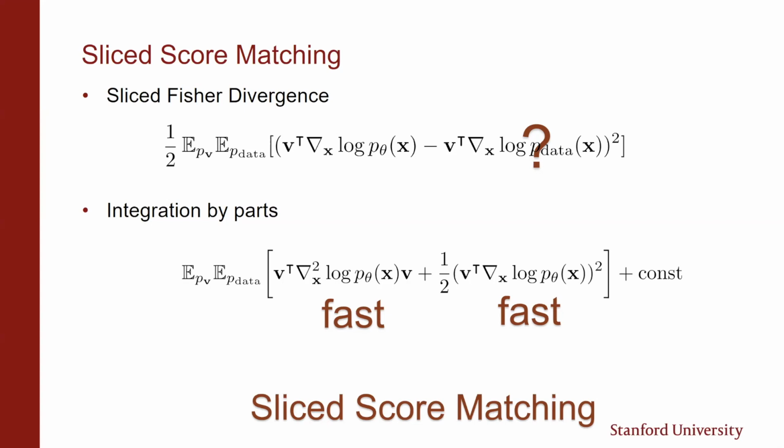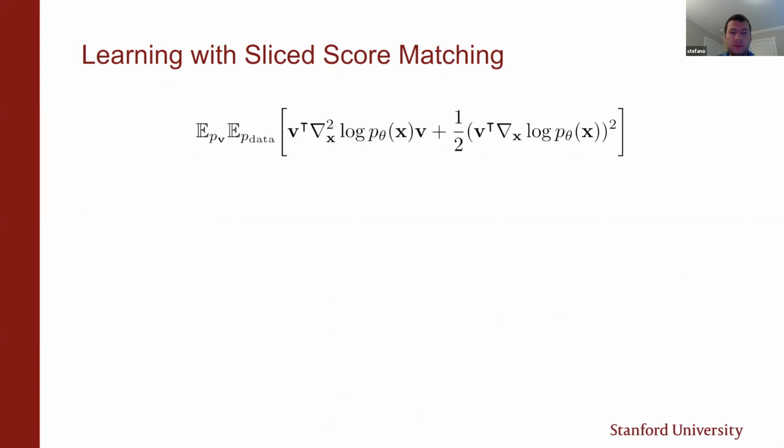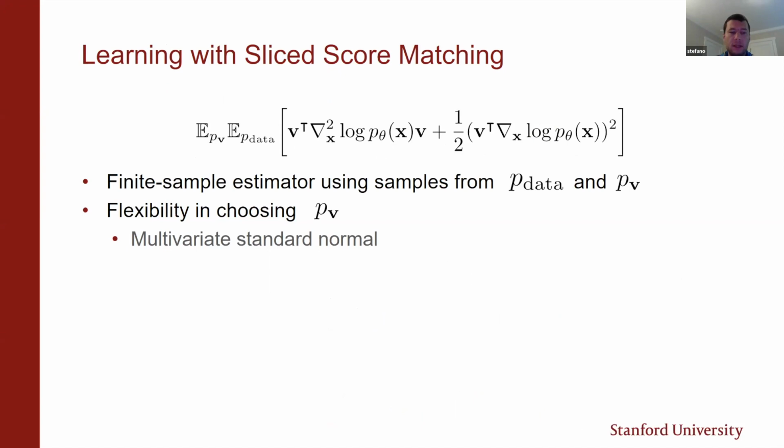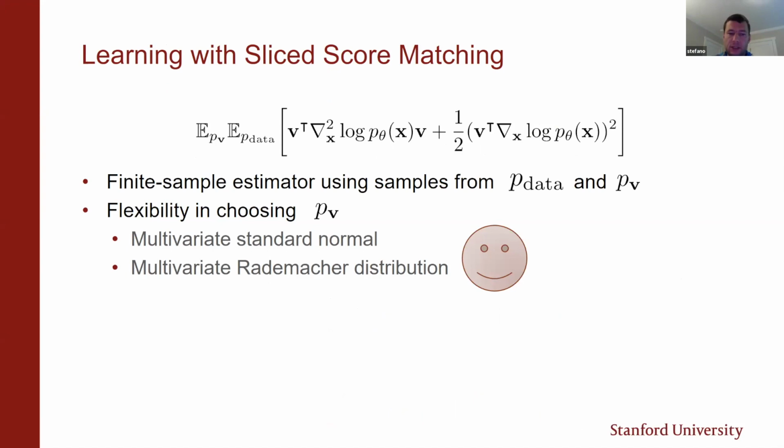All right, so this is the sliced score matching objective. And just like before, you can come up with a finite sample estimator using samples, basically doing a Monte Carlo evaluation of both expectations. There's some flexibility in choosing the distribution of the random directions. You could use a multivariate standard normal, or you could use a multivariate Rademacher distribution, for example. And it turns out the Rademacher is strictly better. It will give you a smaller variance.